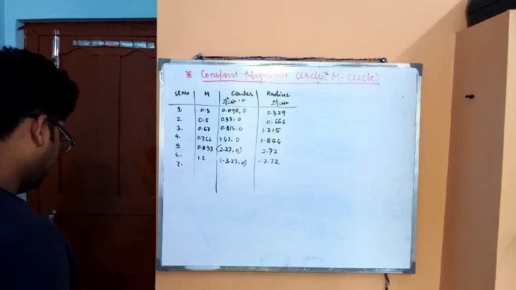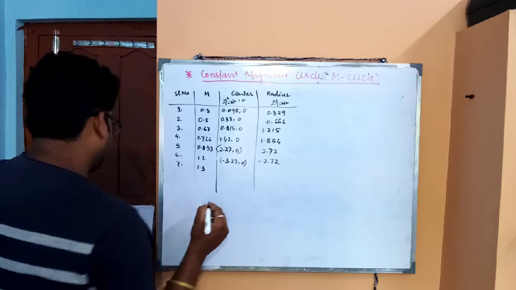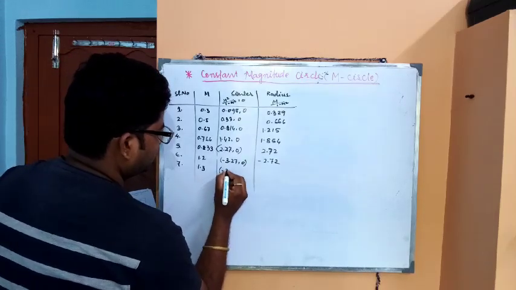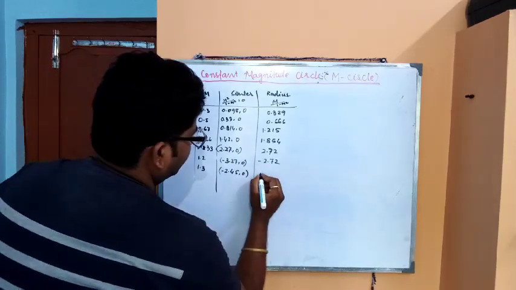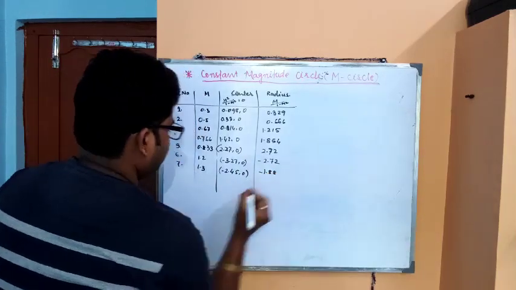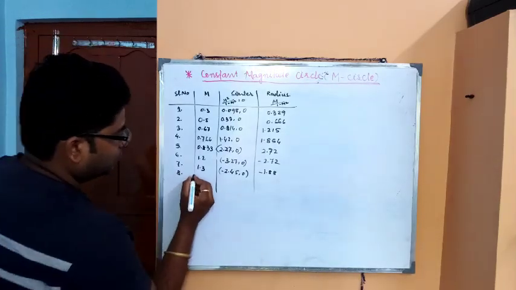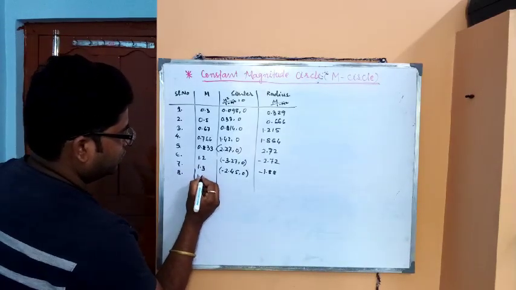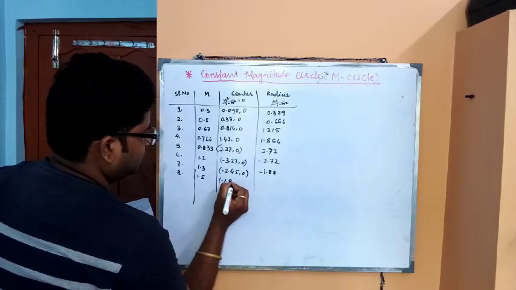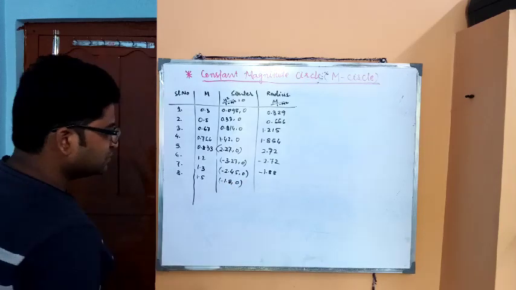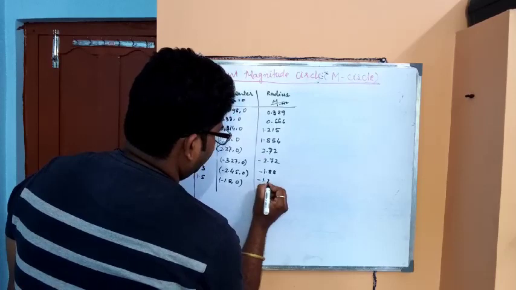For the seventh value we are considering m is equal to 1.3, and with this we got the coordinate of the center 2.45 comma 0 and radius equal to 1.88. Similarly for the eighth value we are considering m is equal to 1.5, and with this we got minus 1.8 comma 0 as the center, and radius equal to minus 1.2.